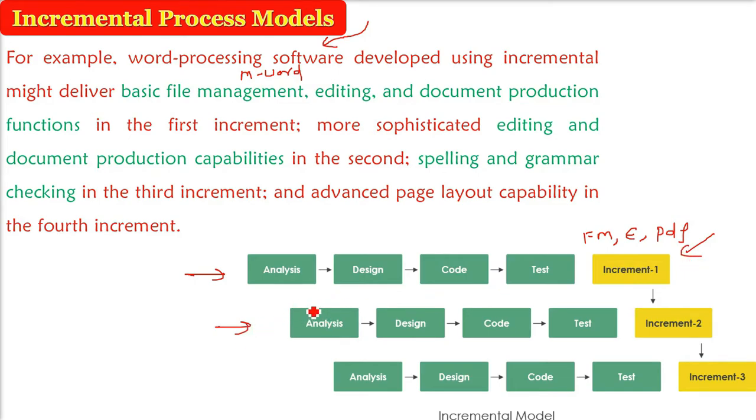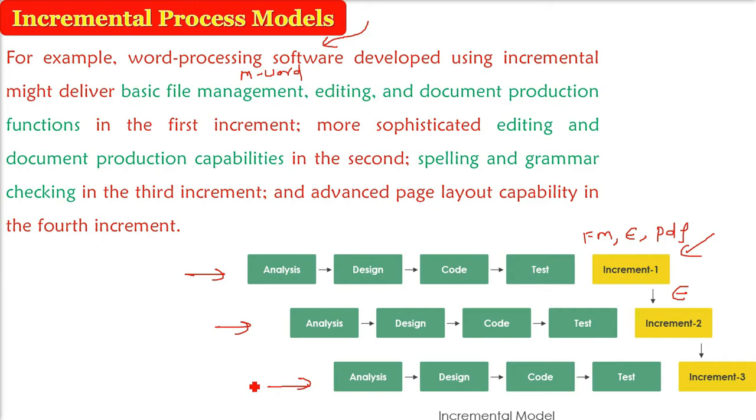So the first increment, you have given to the user, you get the feedback, they evaluate, then you take that feedback and add more increments, and finally you can give spelling and grammar checking. You have seen when you press Shift F7 in Microsoft Word, you get a thesaurus and spell check. All these are advanced page layout capabilities. So this can be given in the fourth increment. So these are the multiple increments I'm talking about.